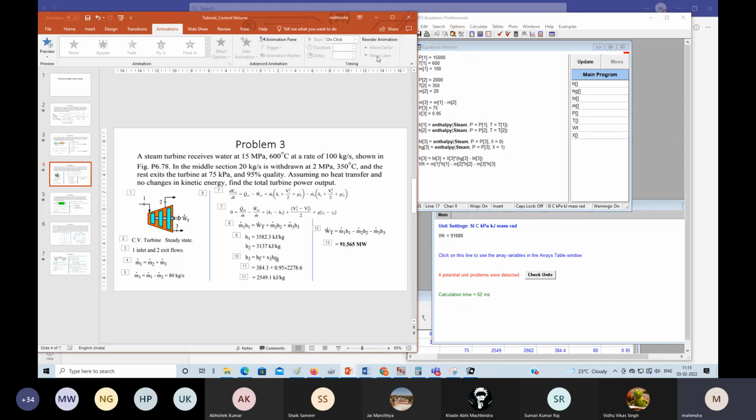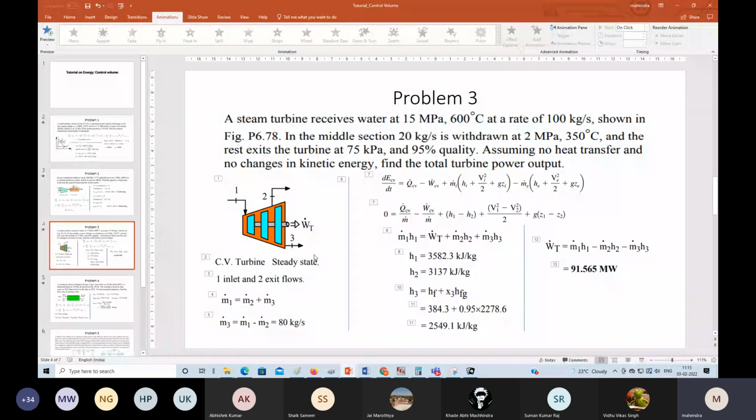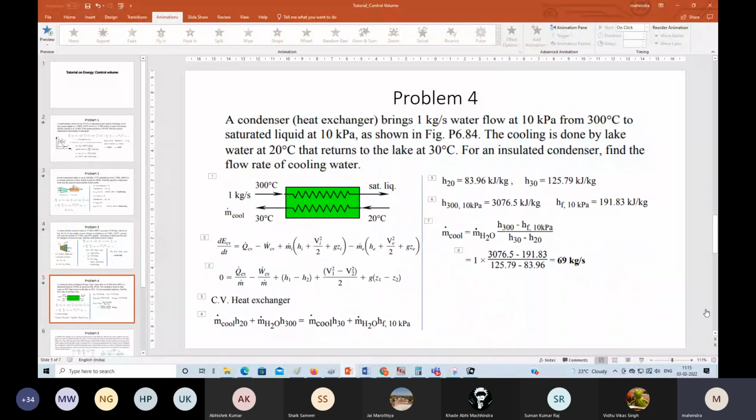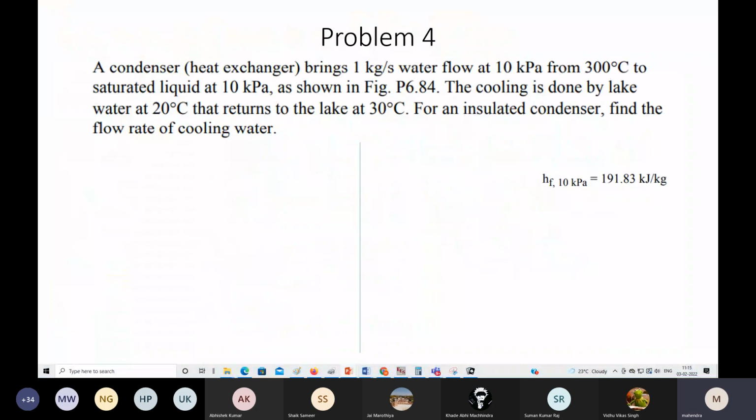Okay. Now let's go to problem number 4. Please read the problem and try to solve it. Today we have sufficient time. We have 2 more problems only, not many. So please solve it by yourself. If anybody tells this particular answer, I would be very happy.